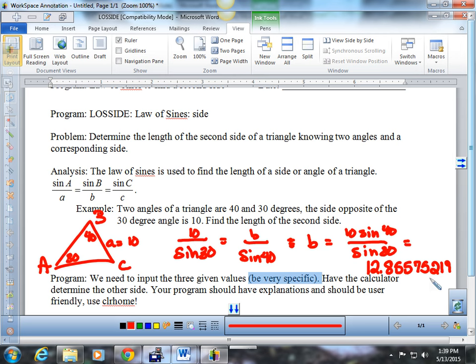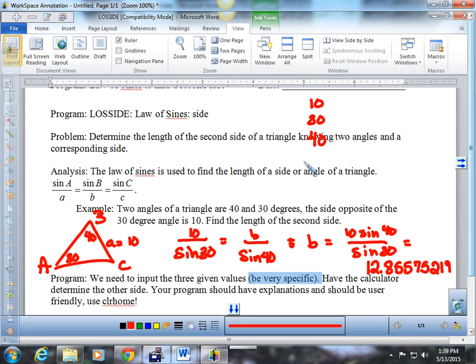Okay, so as we just spoke, what's going to be the first thing that you should input out of this specific problem? The side of 10. And then what should be the second thing you input? The corresponding angle of 30. And then the second angle of 40.